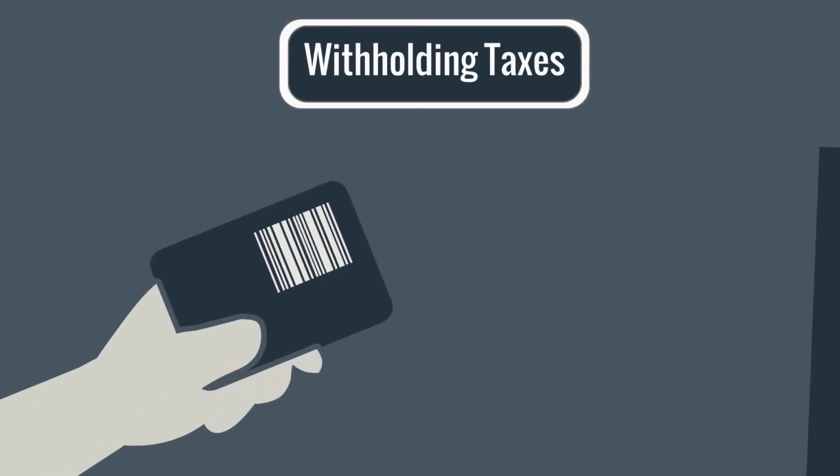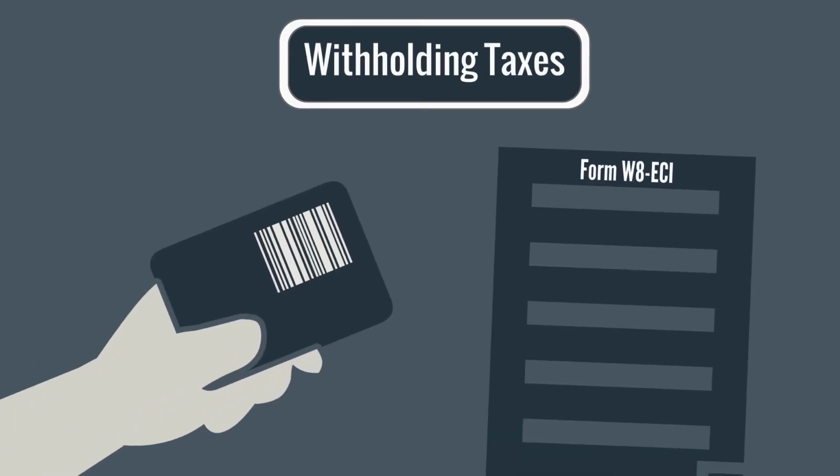In years 2 and onward, you will no longer have to pay a withholding tax. This is because your accountant would have obtained a U.S. tax ID number called an ITIN for you by this time. The ITIN, along with Form W-8 ECI, should be provided to your property manager so that he or she will stop withholding tax from rents paid to you.